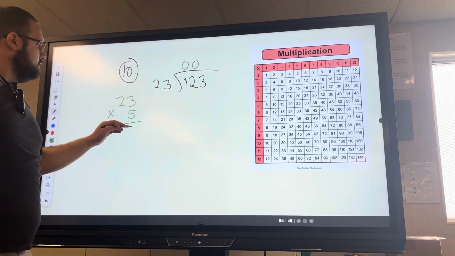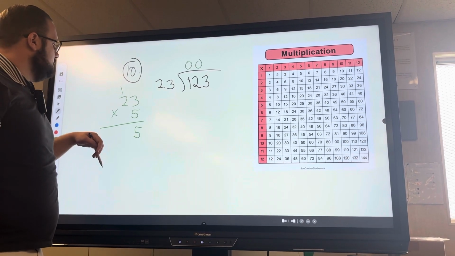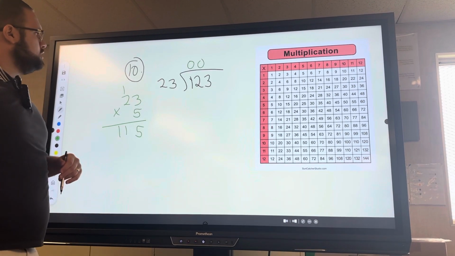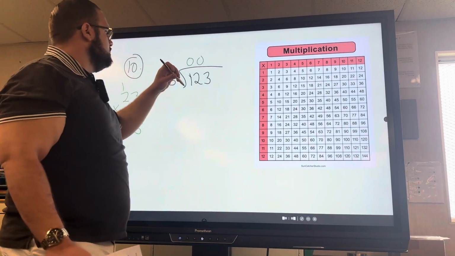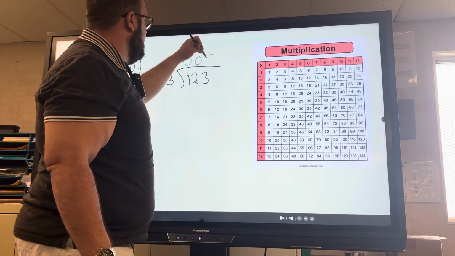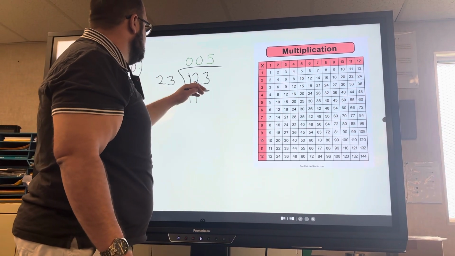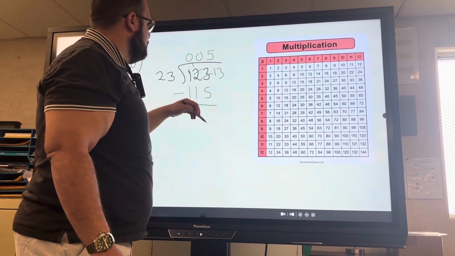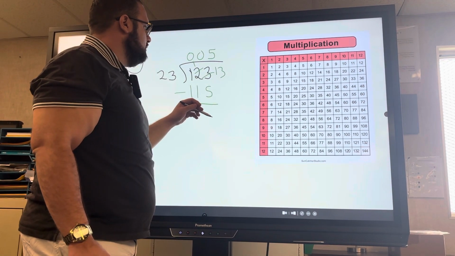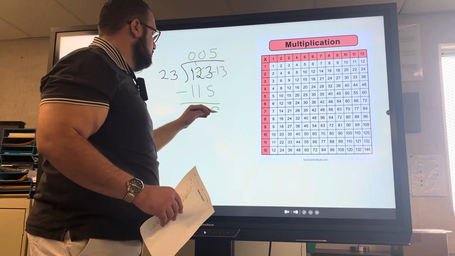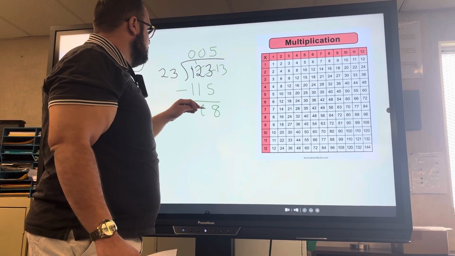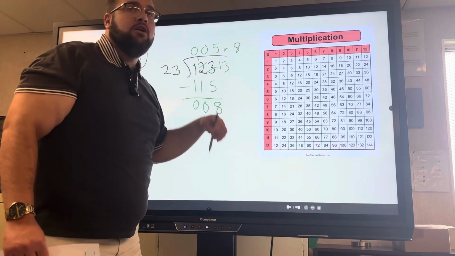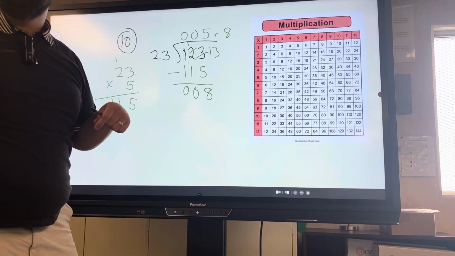We'll see what happens. 5 times 3 is 15. 5 times 2 is 10. Plus 1 is 11. 115. Yep, that's close. So when I do that, 5 buses, I get 115. And when I subtract, 13 minus 5 is 8. 1 minus 1 is 0. 1 minus 1 is 0. My remainder is 8.